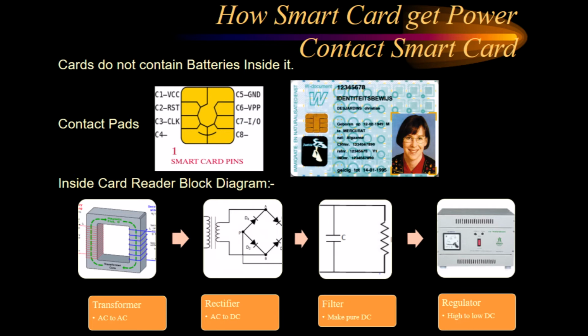Let's see how power is getting transferred in a contact smart card. For this we have to analyze the card reader. Inside the card reader there is a transformer which converts high voltage AC into low voltage AC. This is then passed through a rectifier where it is changed into DC. A filter converts it into pure DC. Its voltage is then regulated by a regulator as per the requirement of the smart card. This power is then transferred to the card by using contact pads.